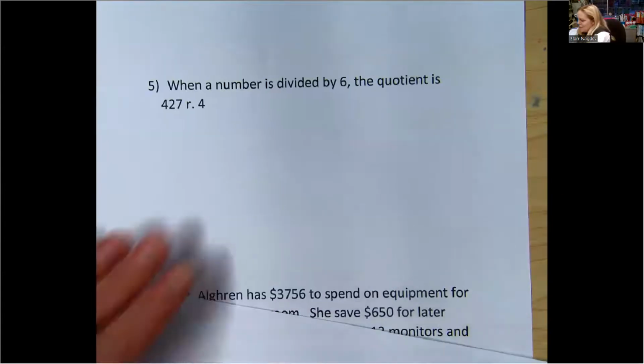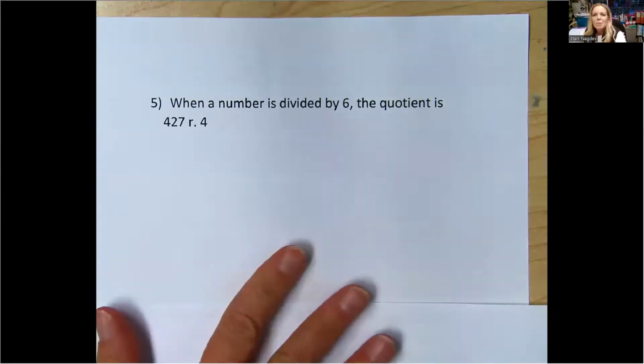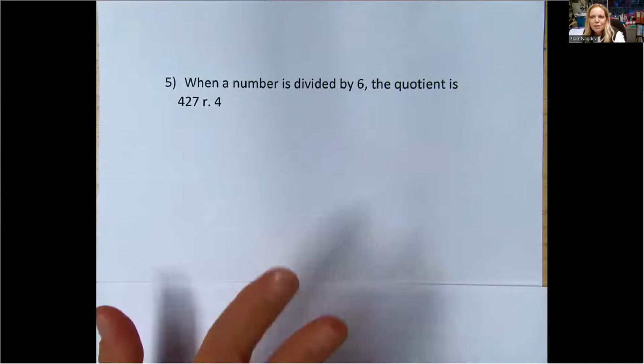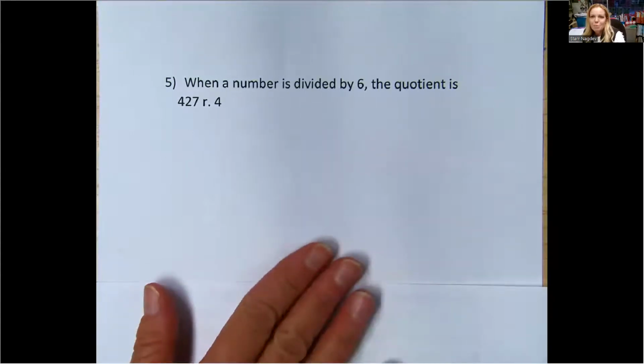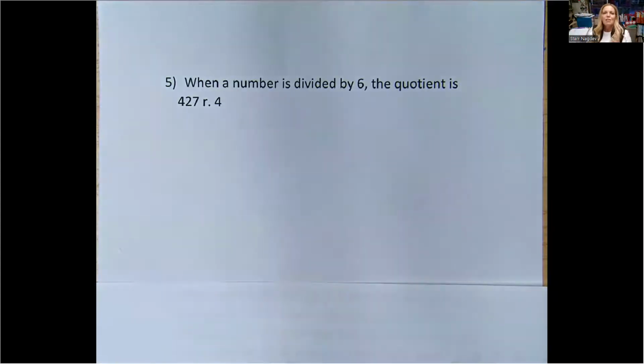Here we go. This is a question, and I was so excited that so many of you could follow, but it's really about reading and the vocabulary and identifying the parts. So it reads, when a number is divided by 6, the quotient is 427 with a remainder of 4. So we need to take the information that we have, and you guys should have put this in your notes, so you should have it for test day.